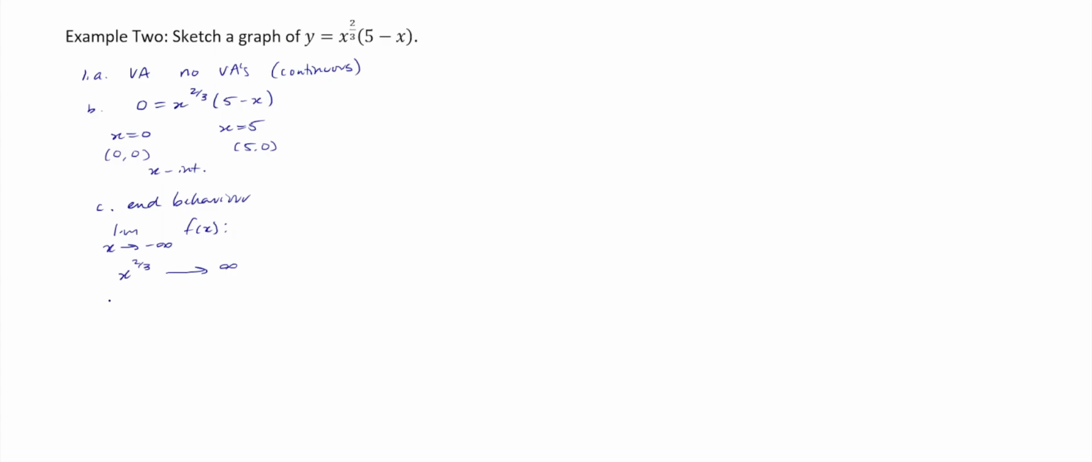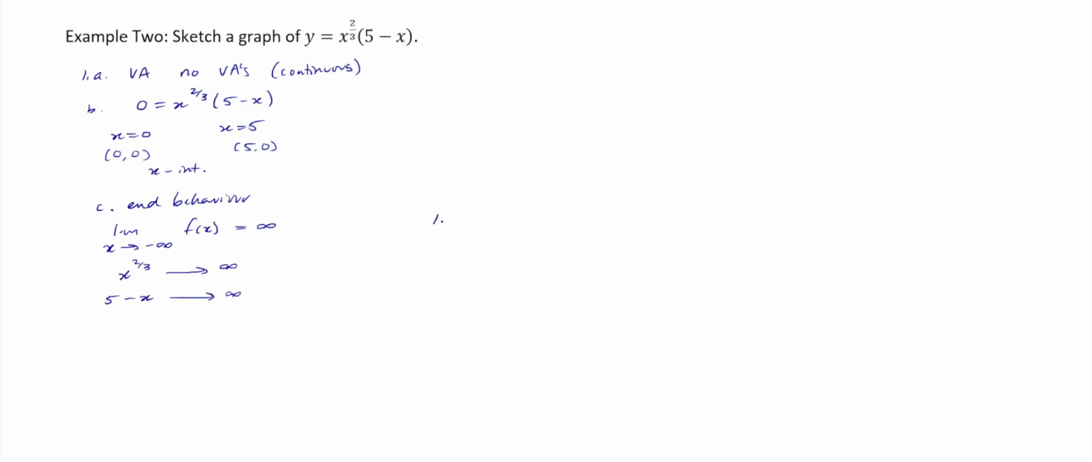Now let's look at this factor, 5 minus x. As x goes towards negative infinity, this is also going to go towards positive infinity. So I can therefore say that the limit as x goes towards negative infinity is positive infinity. This factor times this factor gave me positive infinity.